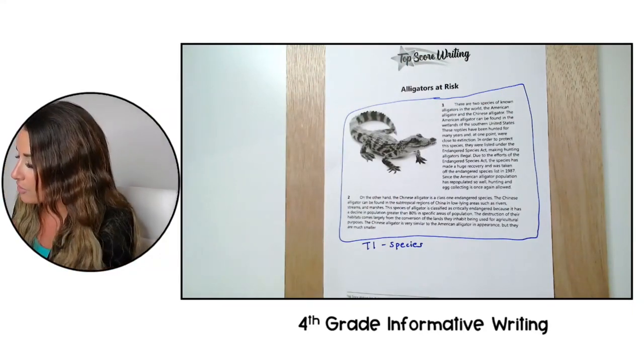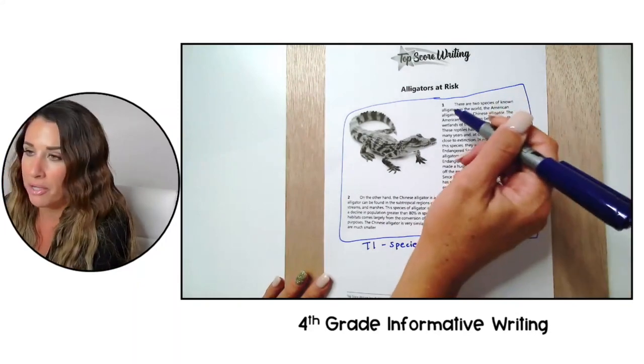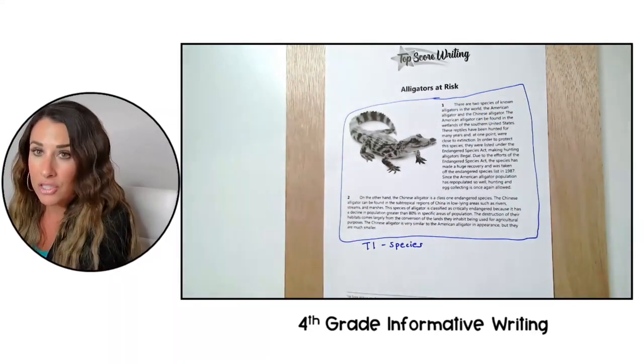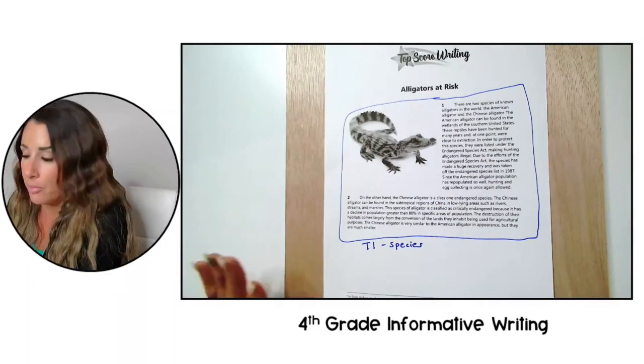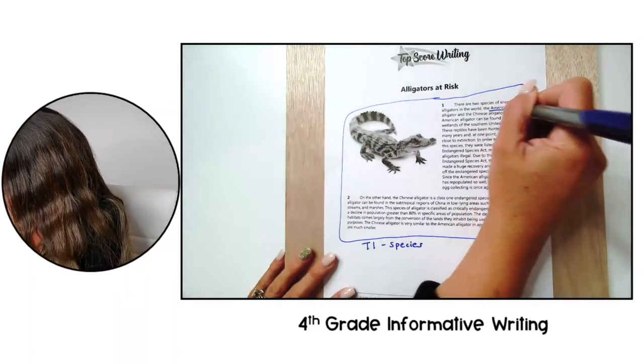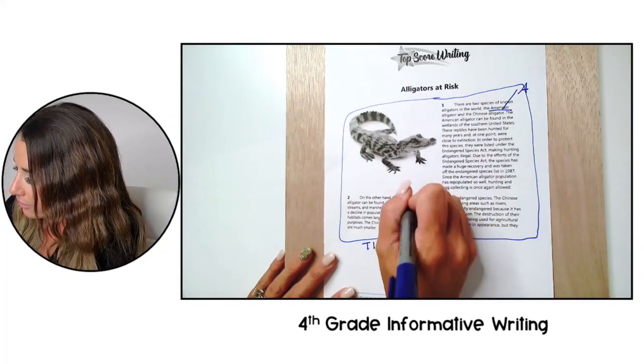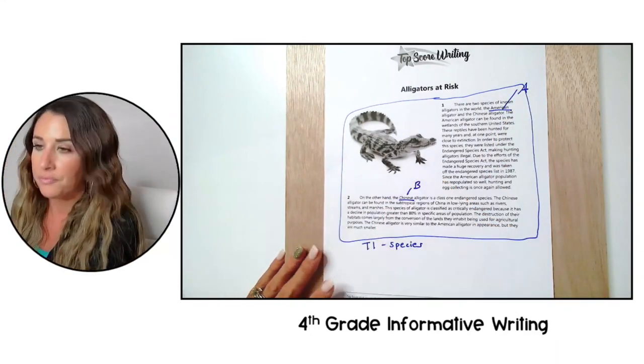So one thing I noticed was this whole paragraph was about the American alligator, and this whole paragraph was about the Chinese alligator. That's great. Those are great examples that I can use. So I'm going to underline American alligator and label that as my A, and I'm going to underline Chinese alligator and label that as my B.